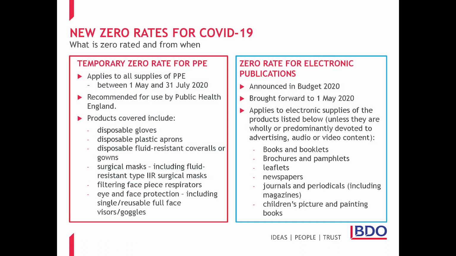So they've also introduced two new zero rates. The first zero rate is a zero rate for personal protective equipment, and that applies to all supplies of PPE between the 1st of May and the 31st of July 2020, assuming that it's not extended beyond July 2020, and that's entirely possible. The relief applies to all products covered by the recommended for use by the Public Health in England, and covers disposable gloves, aprons, etc. At the same time, they've brought forward the previously announced zero rate for electronic publications, books, brochures, pamphlets, etc. And that's also been brought forward to the 1st of May 2020.